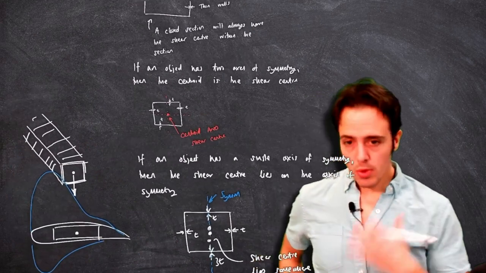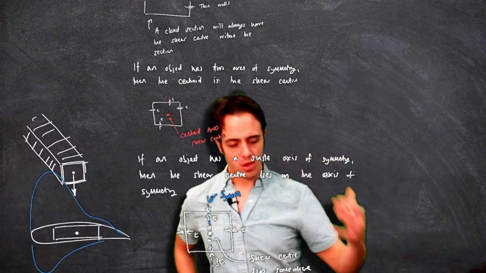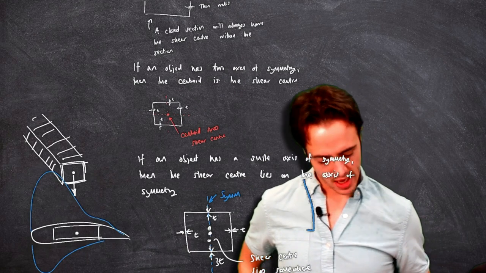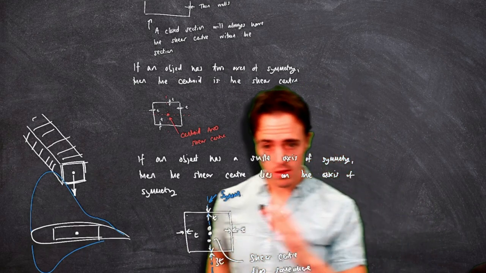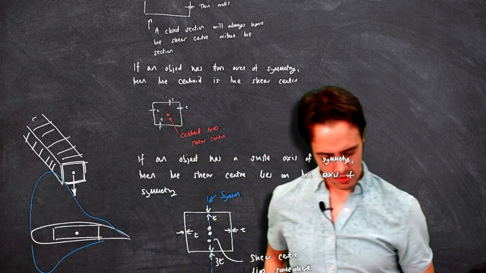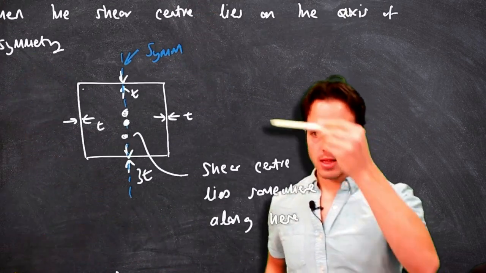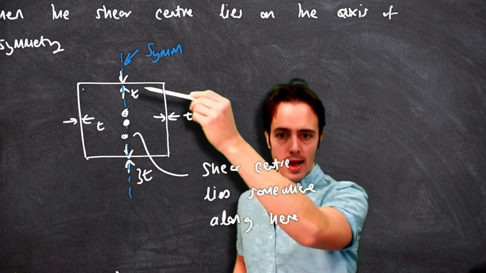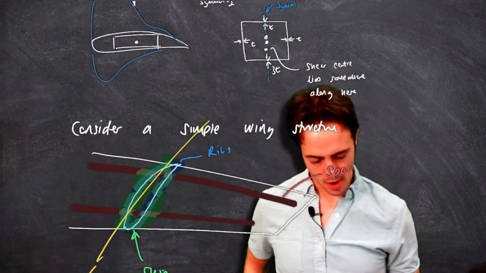Really, we're talking about shear center and why it's important. We've said here that for symmetric sections, objects with two axes of symmetry, the shear center is the centroid. If we've got an object with one axis of symmetry, then the shear center lies somewhere on the axis of symmetry, but we don't know where.